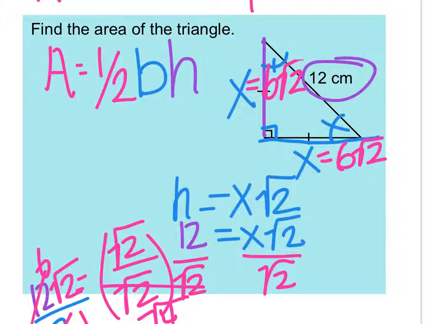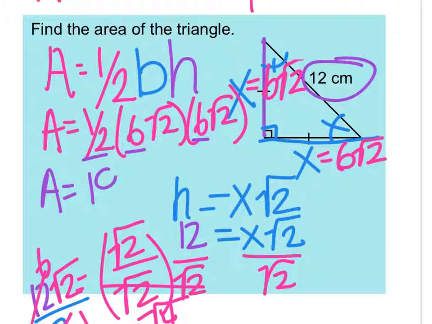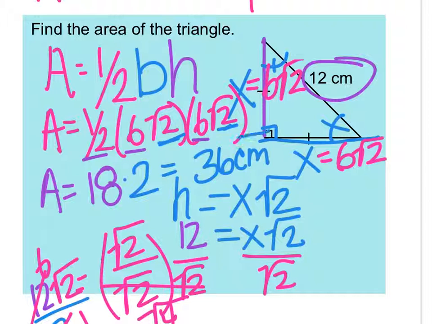So going back to my formula, I know A will equal 1/2 times 6 square root 2 times 6 square root 2. Multiply your whole numbers. 6 times 6 is 36, times 1/2 will give me that 18. There's my real number, my rational part. I now can multiply my irrational. Square root 2 times square root 2 is square root 4, which simplifies to 2. When I'm all done, I find out that the area of that triangle is 36 centimeters squared.